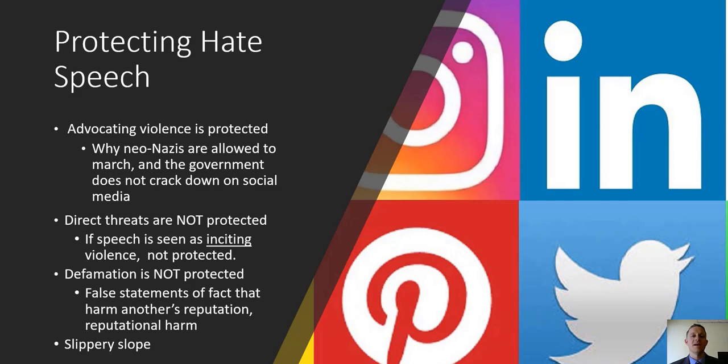However, this is what makes protecting hate speech so difficult, because it's easy to see how advocating violence can lead to real violence, real threats against individuals. But unless there is hard evidence of that, of specifically targeting specific individuals with threats, it's difficult for the government to crack down and restrict that because it still falls under the freedom of speech.